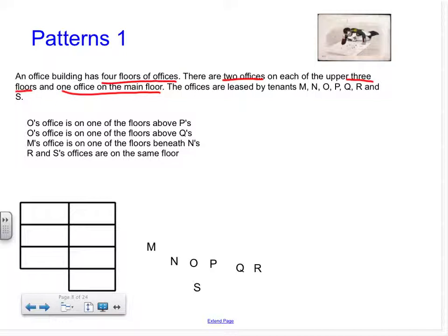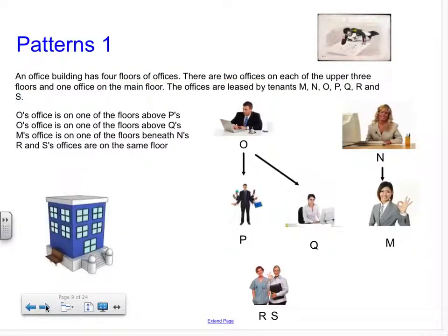O's office is on one of the floors above P's. O's office is on one of the floors above Q's. M's office is on one of the floors beneath N's. And R and S's offices are on the same floor. So let's break down these conditions.